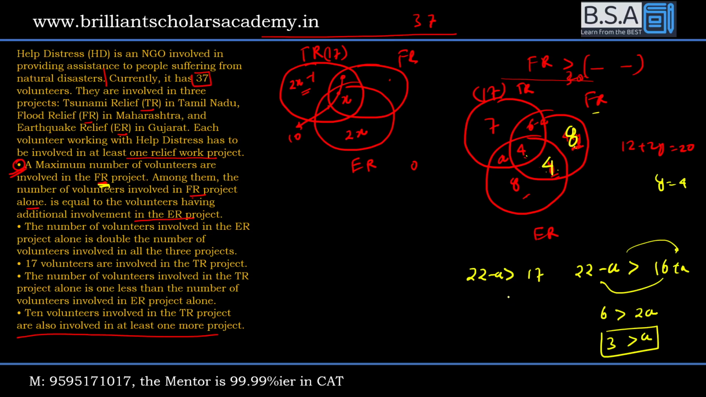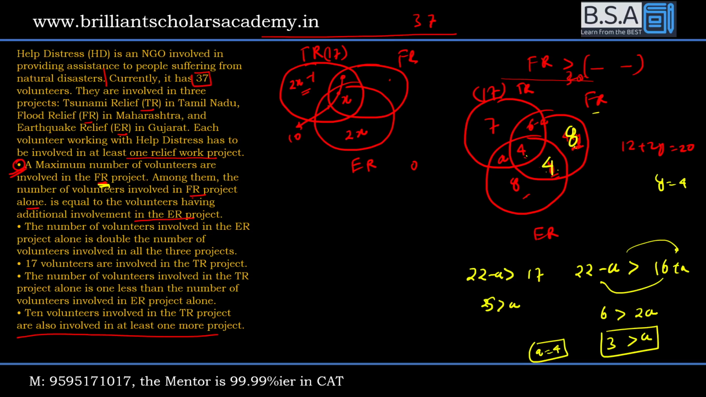So here I have 22 minus 17, 5 is more than A. So somehow I am getting only one value for A. I am getting A is equal to 4. Observe, is something wrong with this data? Verify calculations one more time.